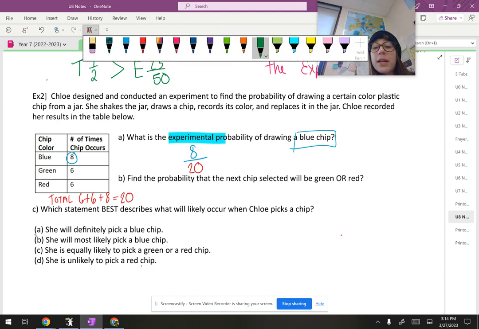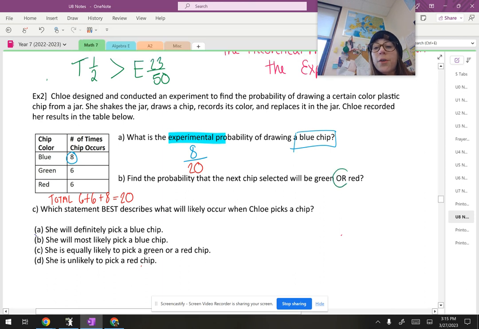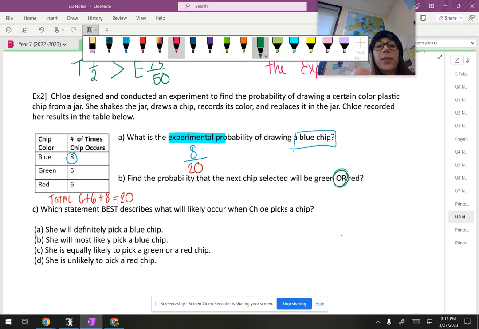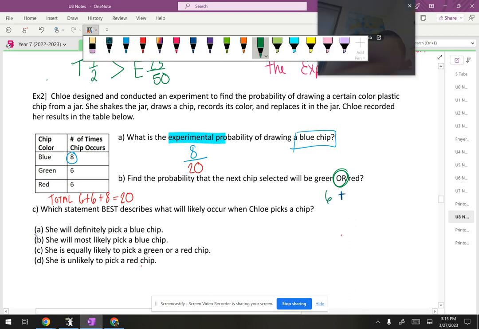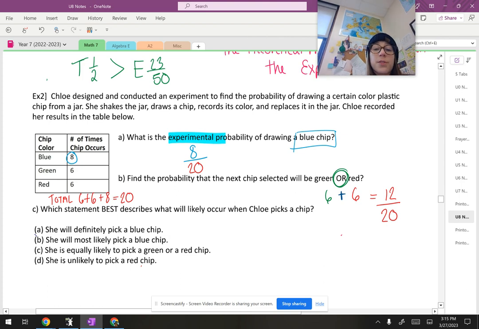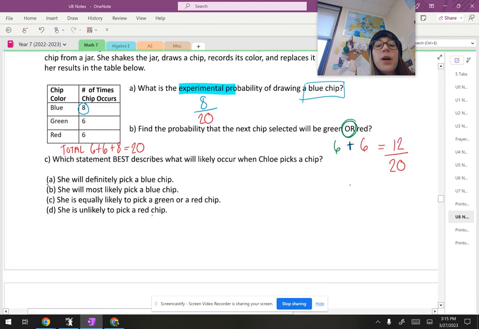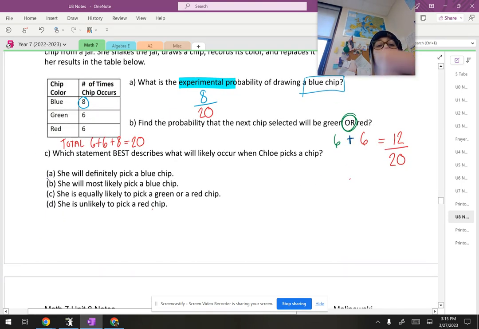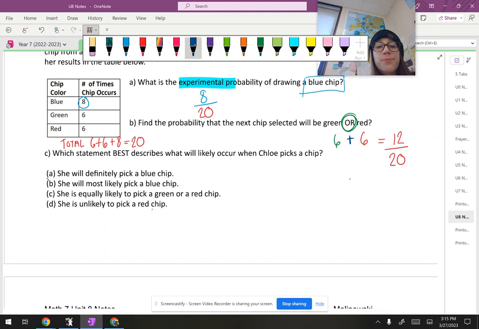Find the probability that the next chip selected will be red or green. Remember, "or" in this unit is telling us to add those together. So 6 of the green plus 6 of the red gives us a total of 12, still out of 20ths. Now this next part can get a little tricky because the wording gets sketchy.